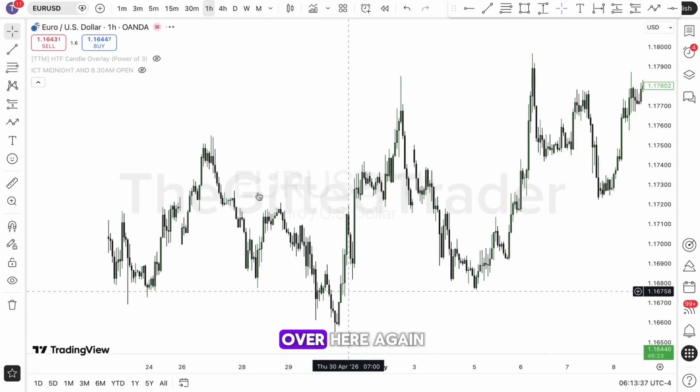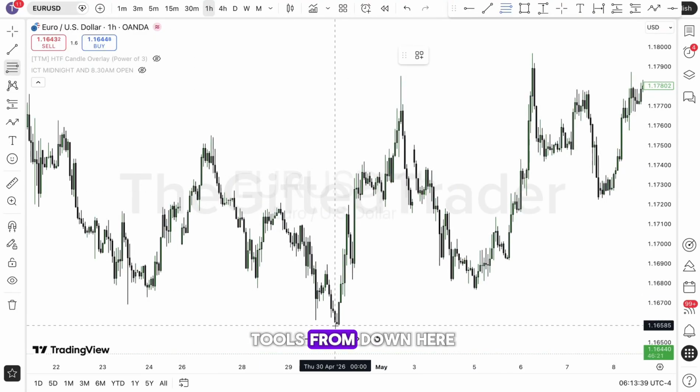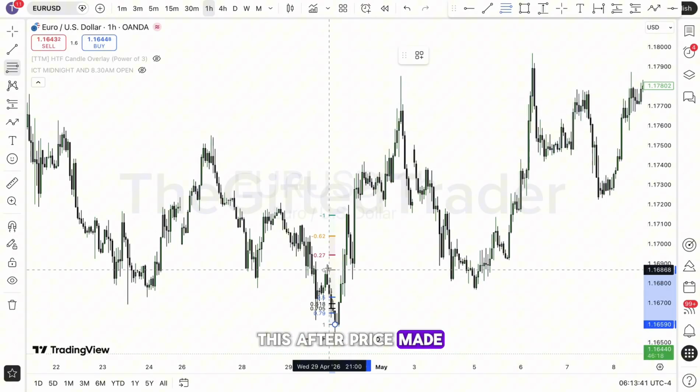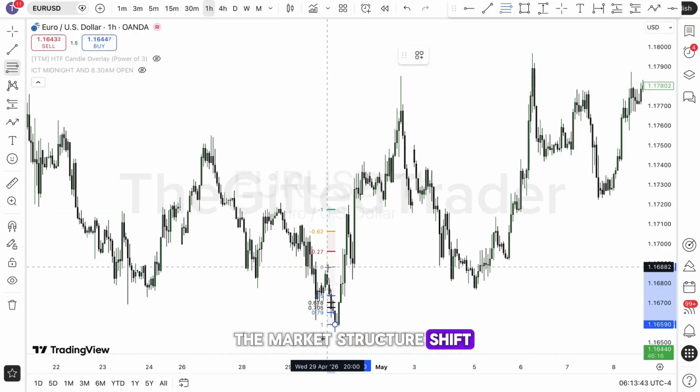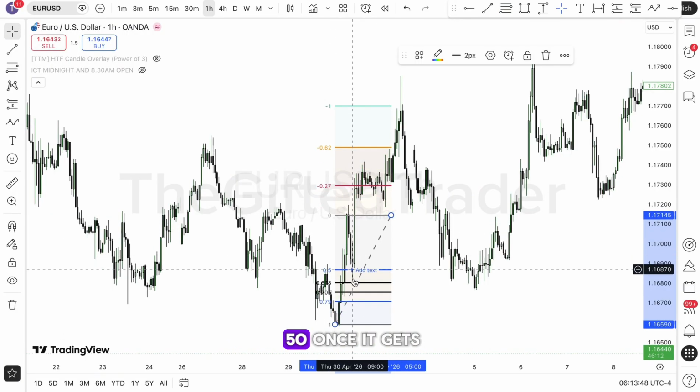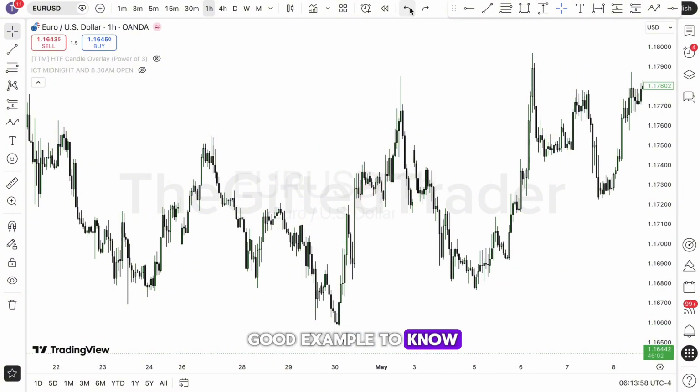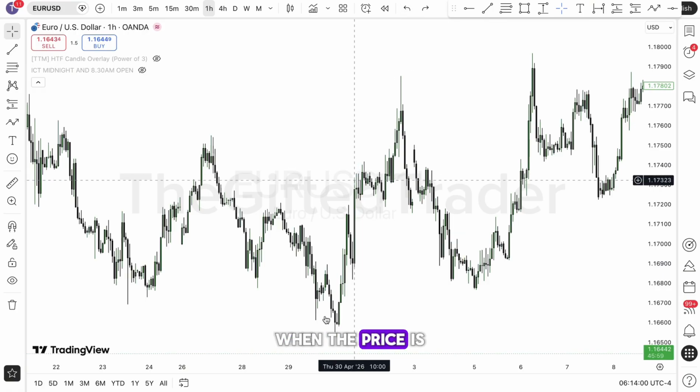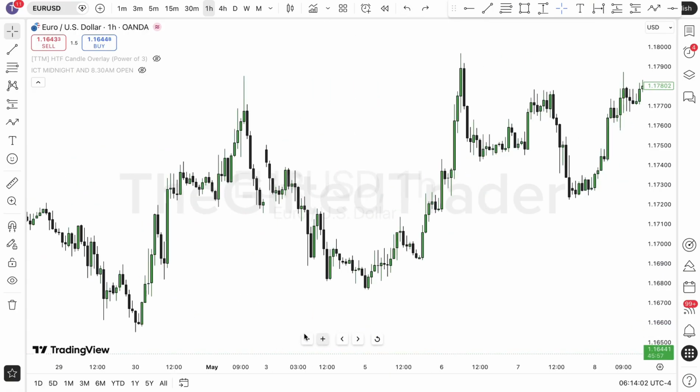Look at this place over here again. After price made the market structure shift, you put your tool from down here, put it up. It will get to the 50. Once it gets to the 50, you can now go on your lower time frame and look for a market structure shift. Okay, this is another good example to know when the price is going to reverse.